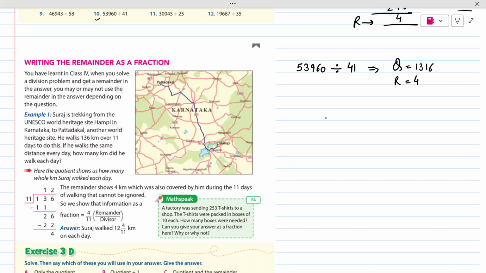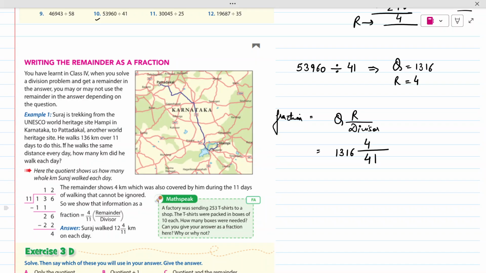First of all, we have to write the quotient. Quotient is our real answer. So I'm just writing the formula first. You have to write Q and then R. R is the remainder, the leftover, and then divisor. This is the divisor here. So this is how we have to represent a fraction after dividing the number. So talking about the question we just did, I can write the answer as 1316 and then R is 4, divisor was 41, 4 by 41. This is how we have to represent this in the form of a fraction.